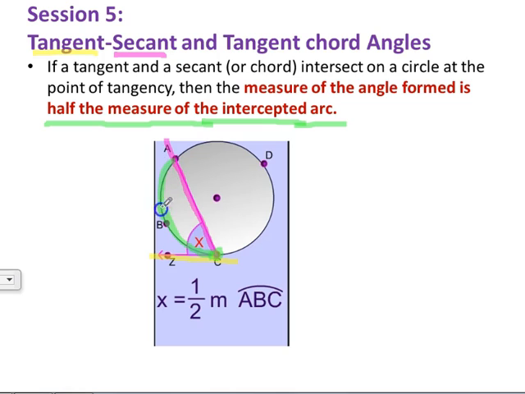Right there. So the measurement of the actual angle is going to be 1/2 of the intercepted arc. So the measurement of the angle is 1/2 the measurement of this arc. And that's a tangent secant angle.